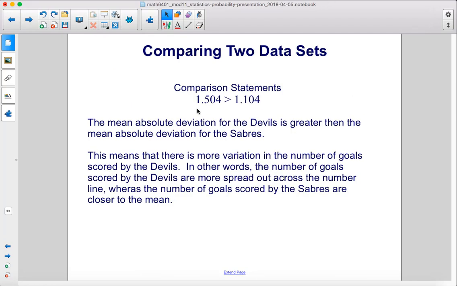Comparison statements. 1.504 is greater than 1.104. The mean absolute deviation for the Devils is greater than the mean absolute deviation for the Sabres. This means that there is more variation in the number of goals scored by the Devils. In other words, the number of goals scored by the Devils are more spread out across the number line, whereas the number of goals scored by the Sabres are closer to the mean.